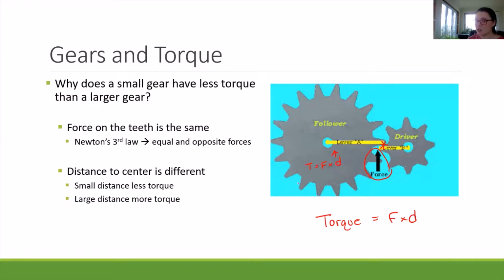If the distance increases, then it must have more torque. If we have a little gear, torque equals force times distance. The distance is smaller, so it must have a smaller torque value. Well, why do we even care?